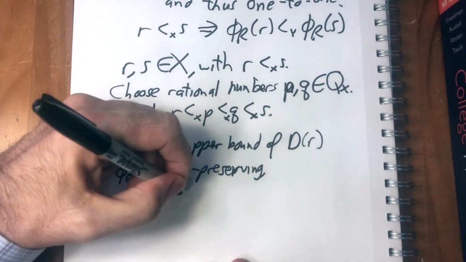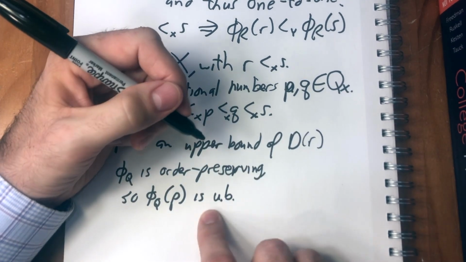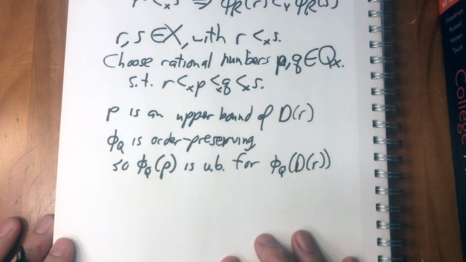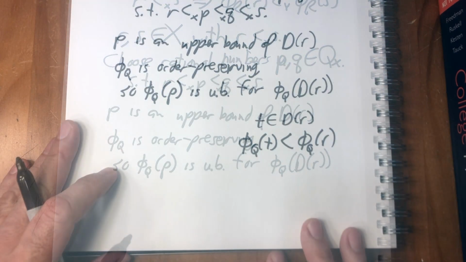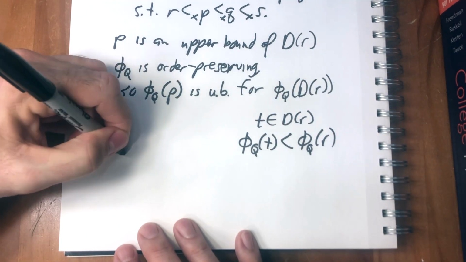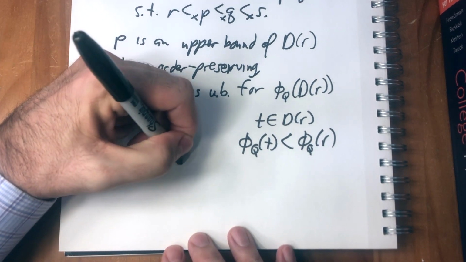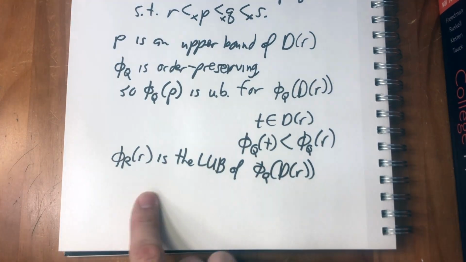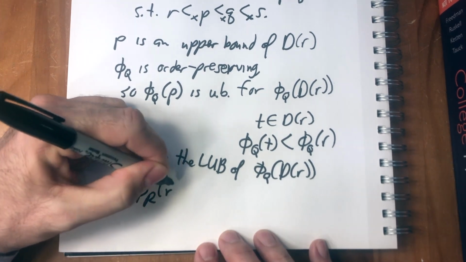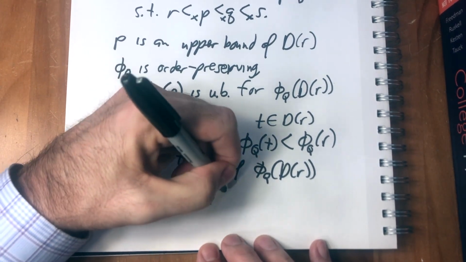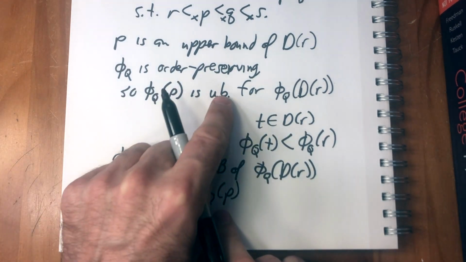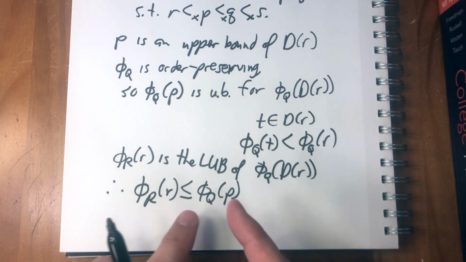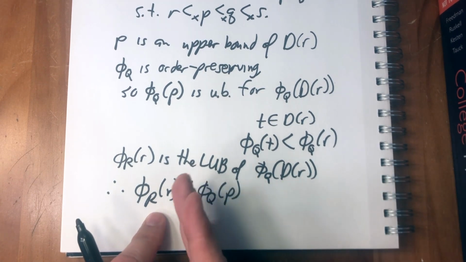So phi Q of p is going to be an upper bound for phi Q of Dr, right? Because if we take every element of Dr, apply phi Q to it, then phi Q of p will still be bigger. So phi R of r is defined as the least upper bound of phi Q of Dr, right? That's the definition of phi R. Therefore, phi R of r is less than or equal to phi Q of p, because phi Q of p is an upper bound of this set. Phi R of r is the least upper bound of this set. So any other upper bound is going to be bigger than or equal to the least upper bound.